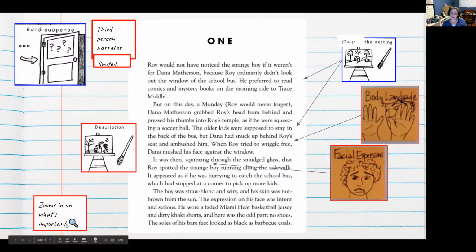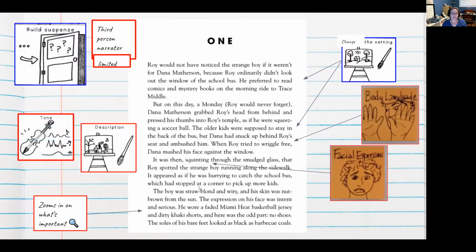And then Carl Hiaasen also is zooming in on what might be important. Think about it here. We don't know what Roy looks like. We don't know what Dana looks like. We just know that Dana's mean. But then Carl Hiaasen zooms in on this boy running, and we know exactly what this boy looks like. He is straw blonde, super blonde. He's tall and skinny. His tan. His face is intent and serious. We know what he wears. We know what he doesn't wear. And so he zooms in, and this might be a hint too. Like, this boy is going to be important.